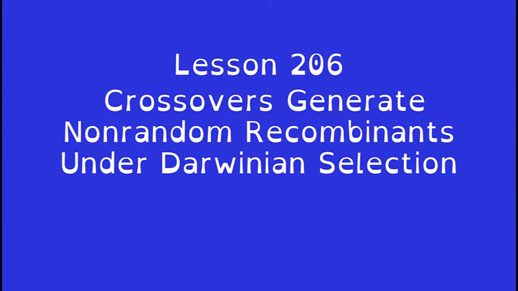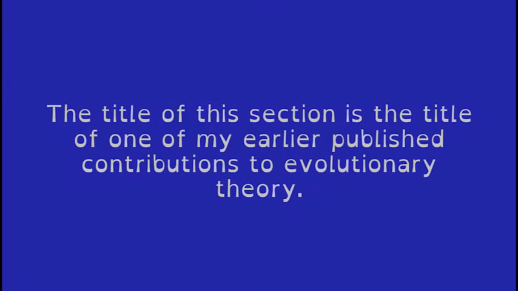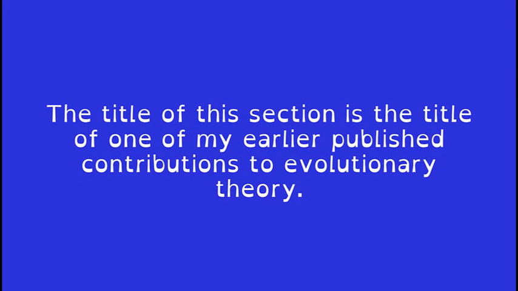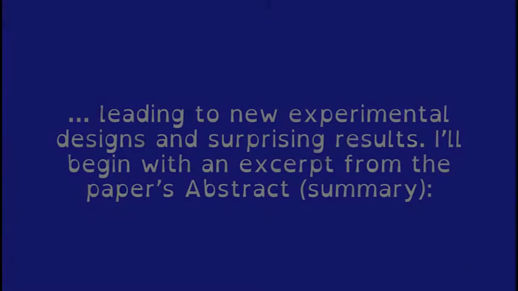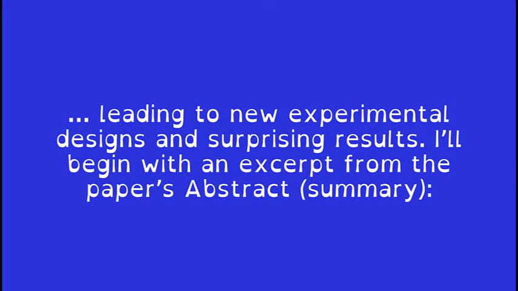Crossovers generate non-random recombinants under Darwinian selection. The title of this section is the title of one of my earlier published contributions to evolutionary theory. In addition to helping to clarify the nuances of the roles played by recombination and point mutations in DNA sequence evolution, the paper exemplifies the mutually beneficial ways in which basic research, applied research, and theoretical research interact, leading to new experimental designs and surprising results.